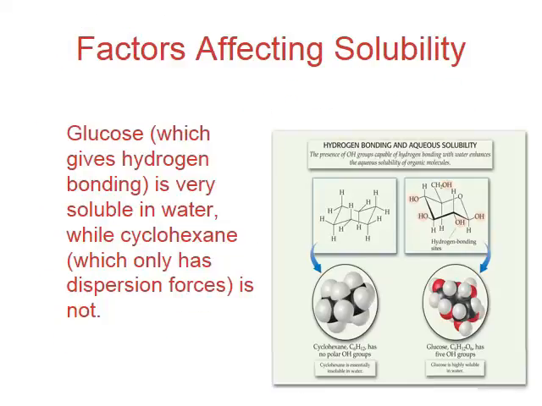It is well known that cyclohexane is not soluble in water. On the other hand, glucose is highly soluble in water. Now why? This is glucose. If you look at the right hand side compound, that's glucose having quite a few of these OH groups. And these OH groups can interact with water because these OH groups can give hydrogen bonding just like water. And that's why it's highly soluble in water. On the other hand, cyclohexane is nonpolar. It cannot offer hydrogen bonding.